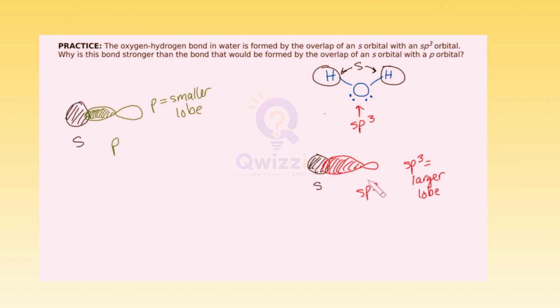So when the s orbital is overlapped with an sp3 orbital, the magnitude of that overlap is much stronger than the overlap between the s and the unhybridized p orbital. Therefore, the bond formed by the overlap of an s and sp3 orbital is going to be stronger than the bond that is formed by the overlap of an s and p orbital.